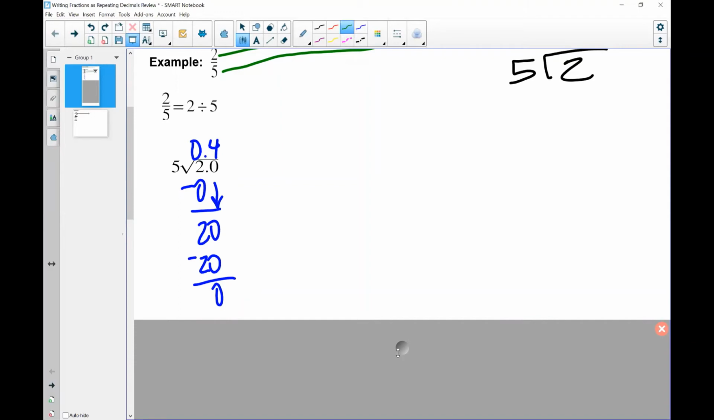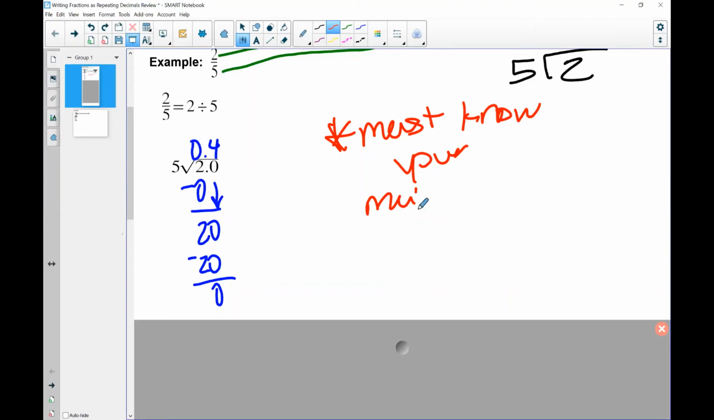This is how you do it. You must know your multiplication facts. You must know them. Let me put this right here: you must know your multiplication facts.